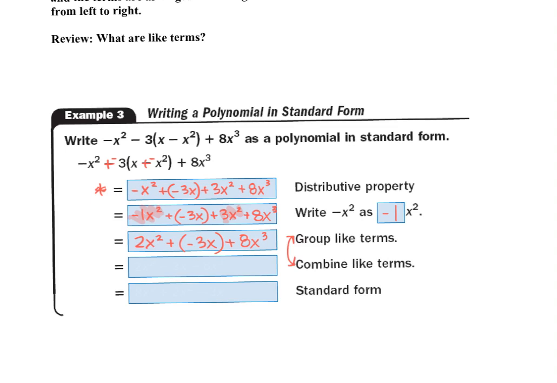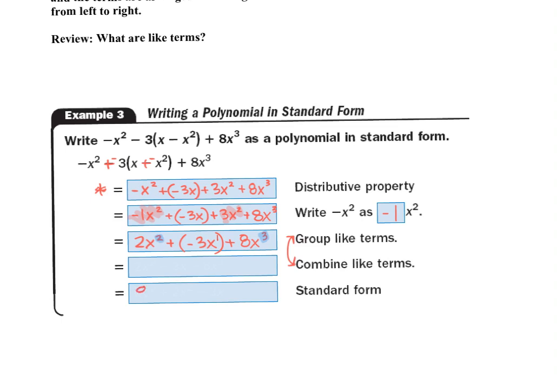Now, to write it in standard form, I need to pay attention to the exponents, okay? So this term has an exponent of 2. The last term has an exponent of 3. And that middle term where I don't see an exponent, that would be an exponent of 1. So when you talk about the degree of each term, you are looking at those exponents, and you need to go from greatest to least. You're not worried about the coefficients. You're only using the exponents to help you put this in order.